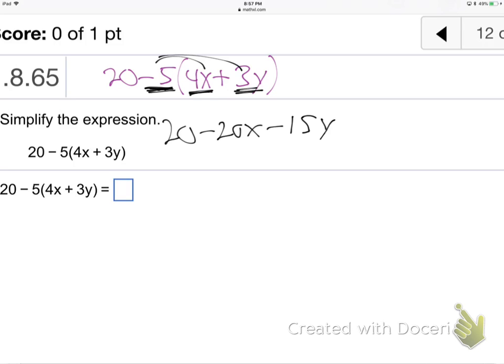So you take your baby with you wherever you go. Those minus signs that are on something, that's their baby. Take that with them wherever they go.